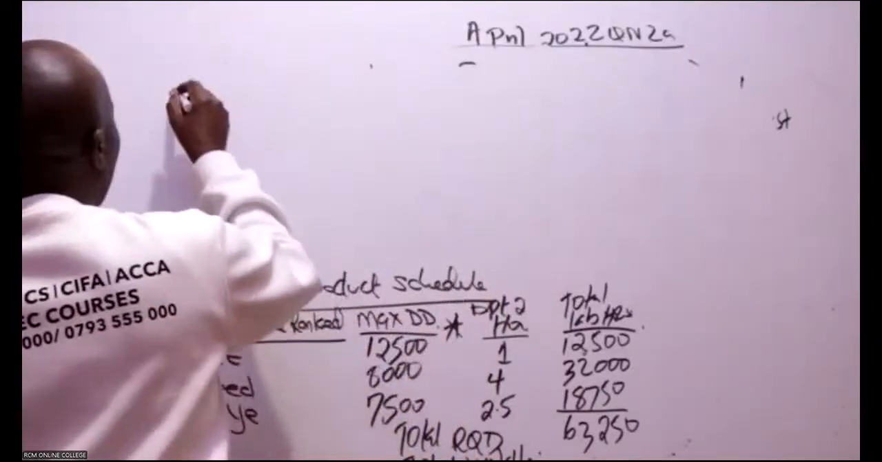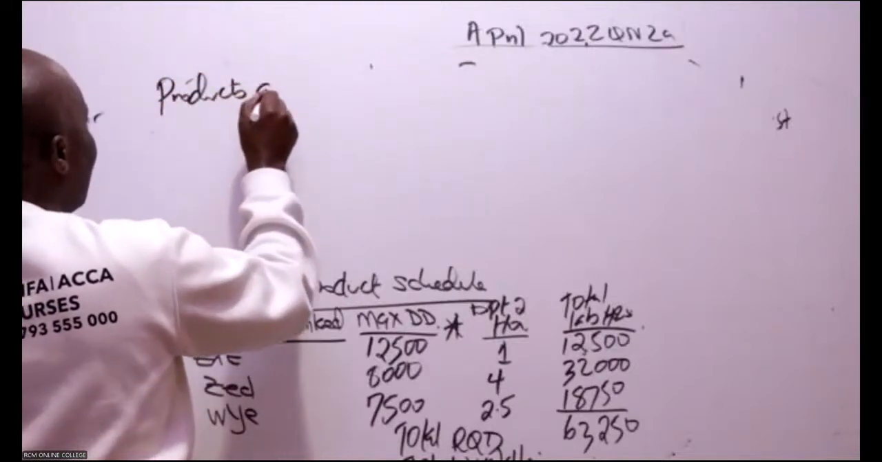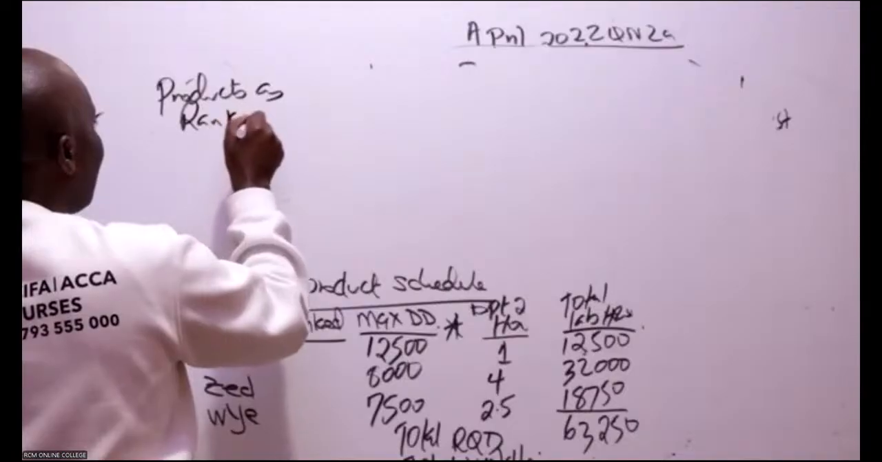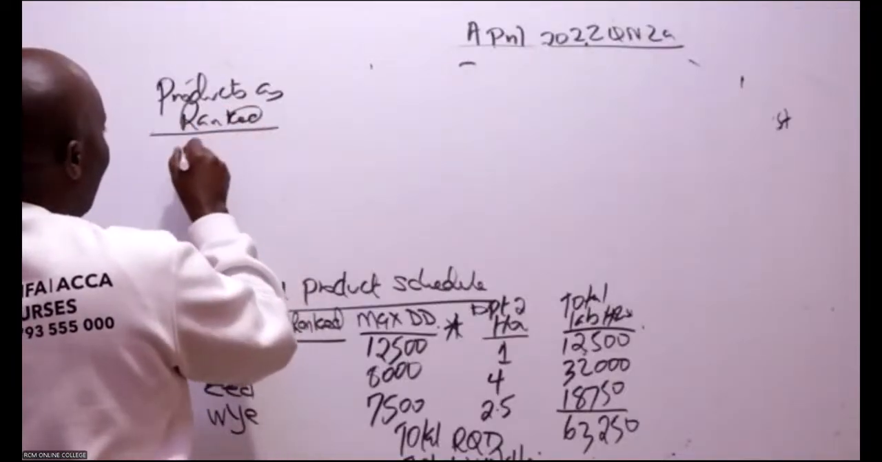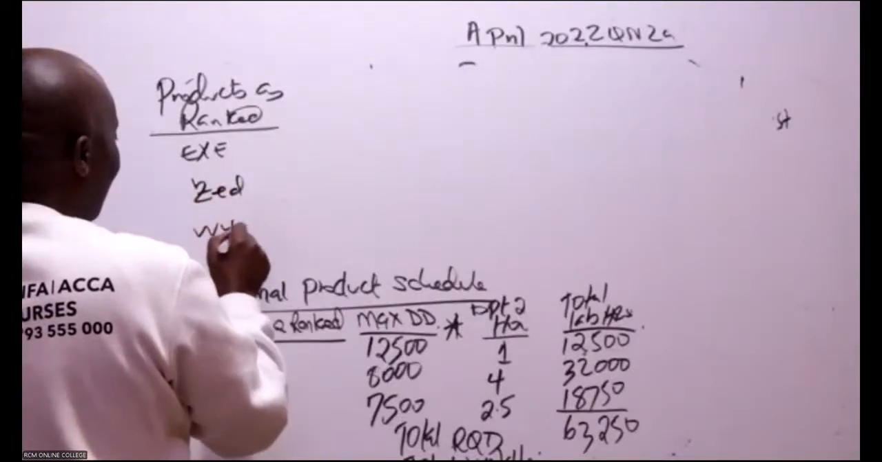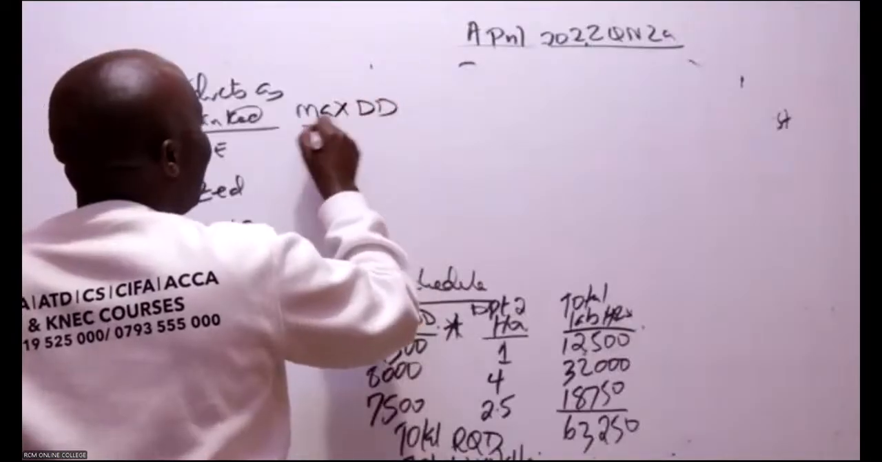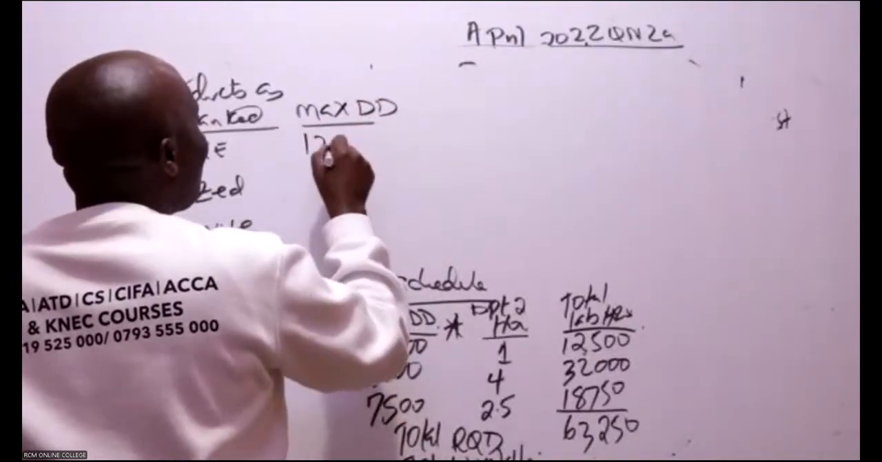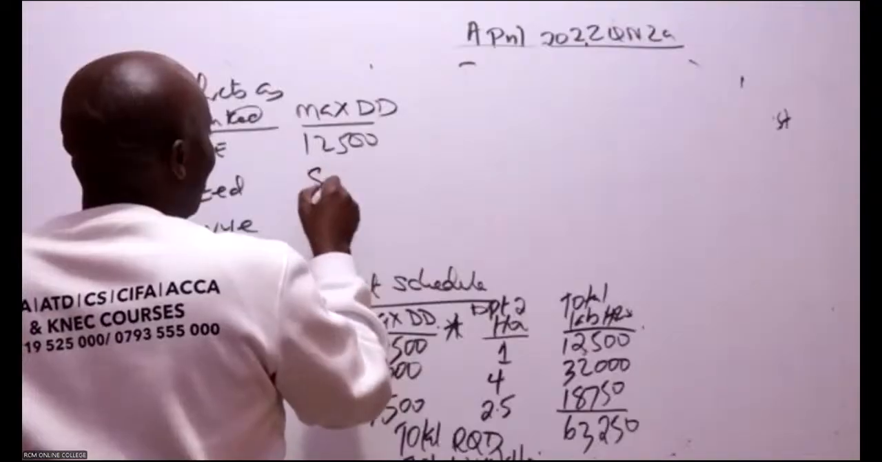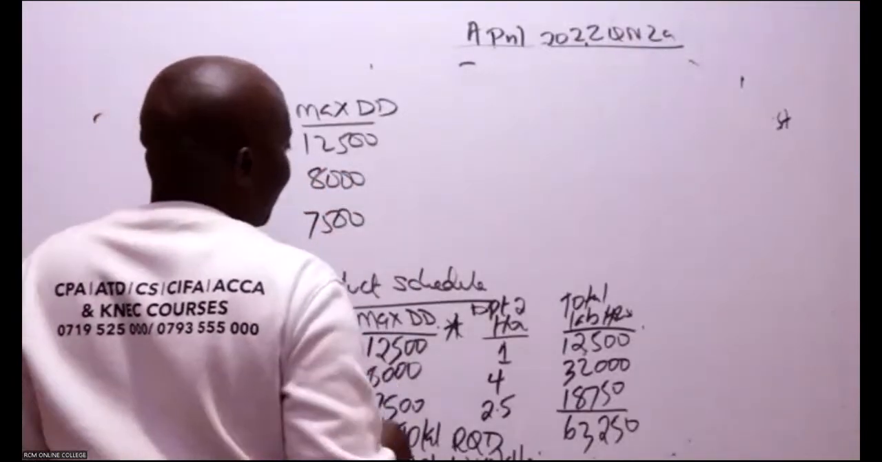So we have here products as ranked: X, Z, Y. We have here maximum demand. So we have 12,500, we have 8,000, we have 7,500. Don't write again.